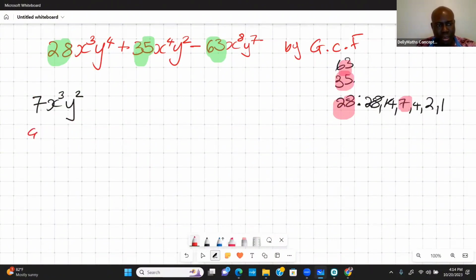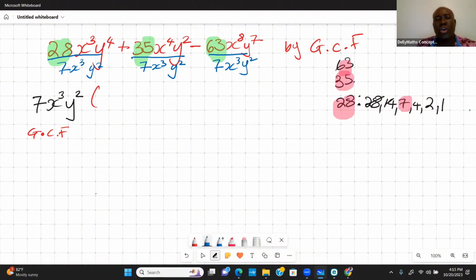I'm just going to put it underneath. This is my GCF. Now, remember that whenever you factorize, you take your GCF and use it to divide into all the terms. For example, we're going to divide each term by 7x to the third, y to the second. We use our greatest common factor to divide into all of these monomials, and the result is going to go in our parentheses.